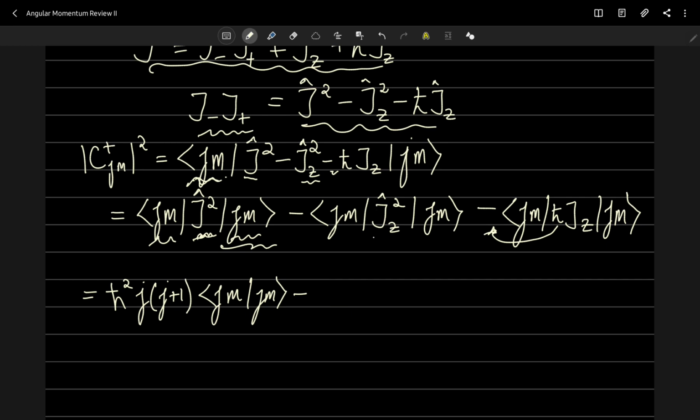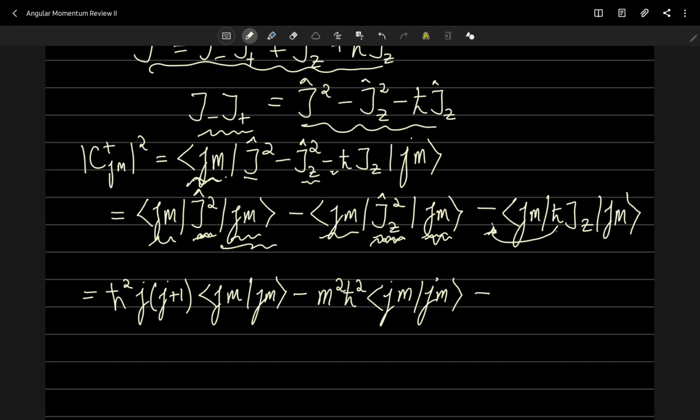Actually let's see, jz squared acting on jm would give you m squared h bar squared. So jz squared just means it's acting 2 times. So once it will act on jm, it would give you m h bar, and other times it would act and it would again give you m h bar, and of course the same eigenfunction jm. And so that's why I could write this m squared h bar squared, and we have this jm, and it would give you back the same function, so we would have jm like this.